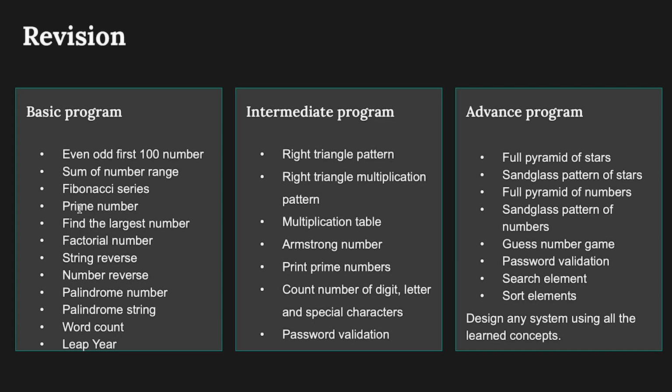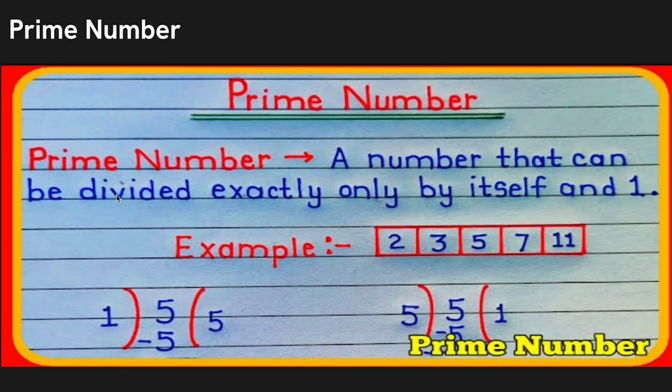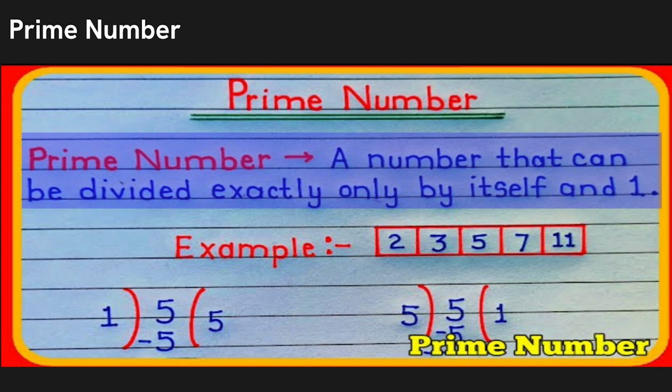Next is prime number. Okay, so let's understand the definition of a prime number. What is a prime number? A number that can be divided exactly only by itself and 1. So it means the number can be prime if it is not divided by any other number except 1 and that number itself. Let's take example 5.